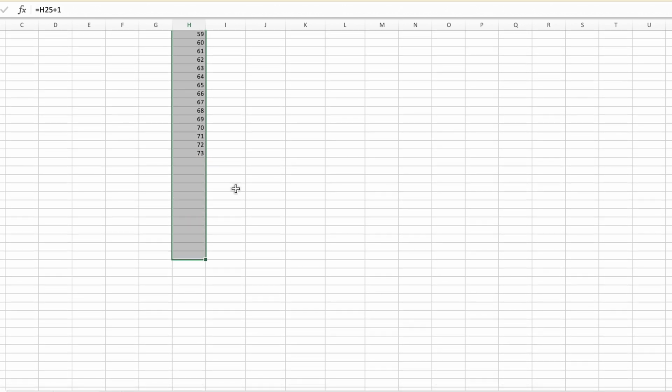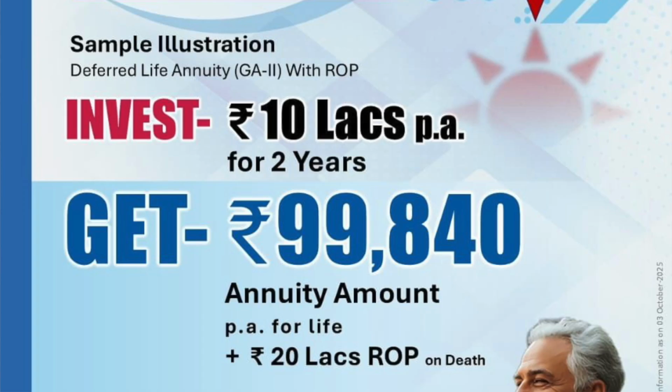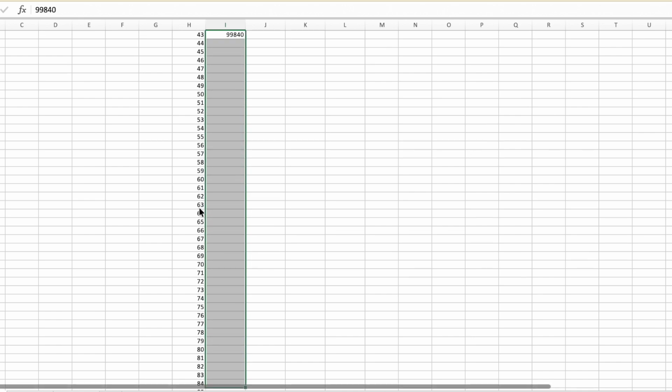Now let's enter the numbers for the first variant. We invest 10 lakh per year for 2 years. Then the annuity starts immediately. So we will write 10 lakh in 2 cells with a minus sign. Minus sign means that the money is going out from your pocket. Below that, we will fill the annuity money that we'll get from the 3rd year onwards. All these numbers will be positive.